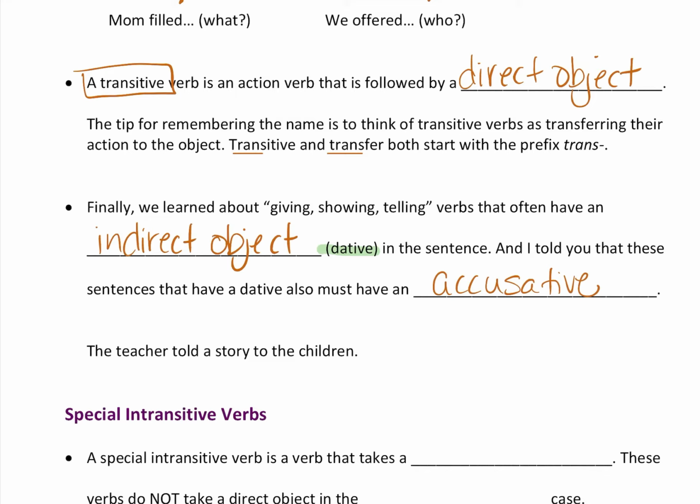Now, if I said the teacher told a story to the children, the teacher's the nominative, told is the verb. What is the victim of being told? Not the children. The story was the thing that was told. Remember the transfer of the action? Okay.